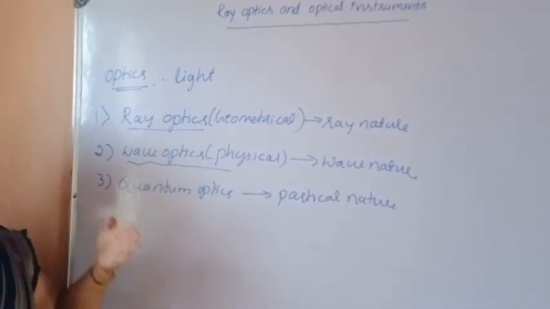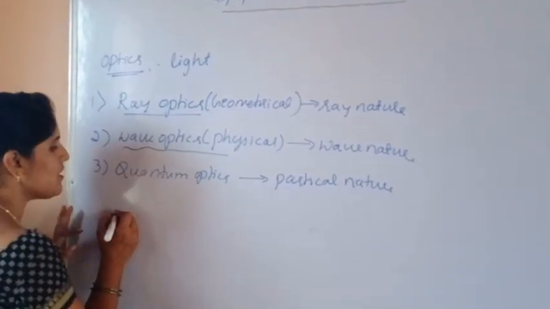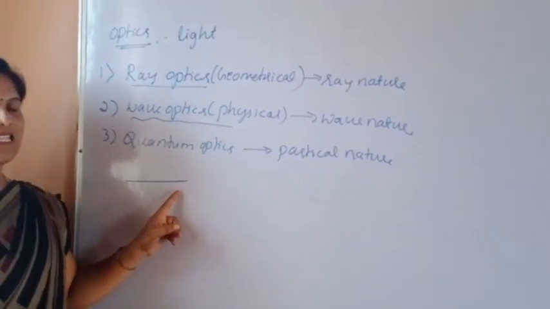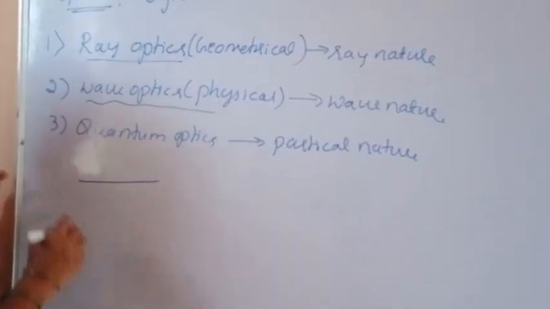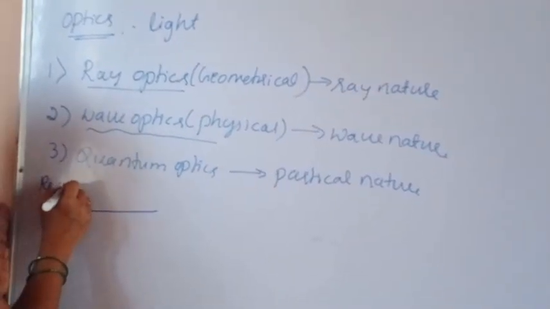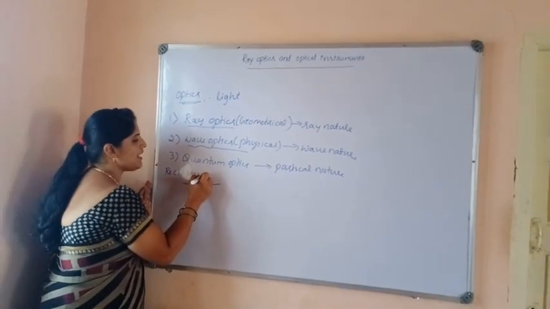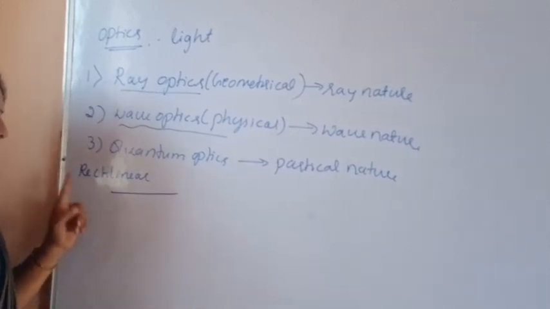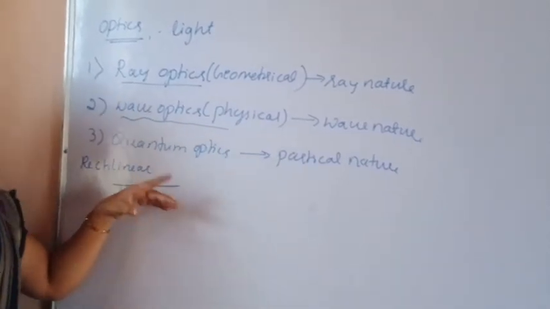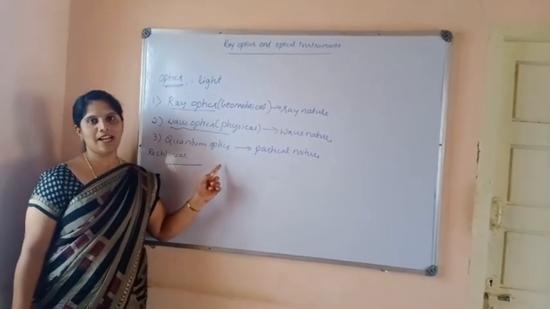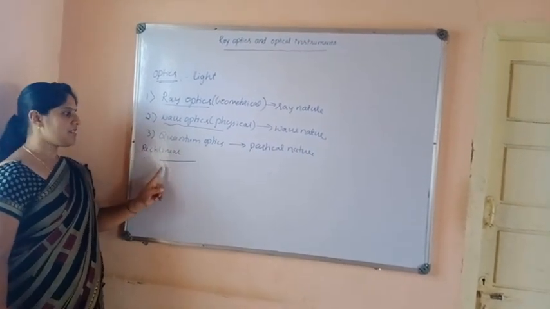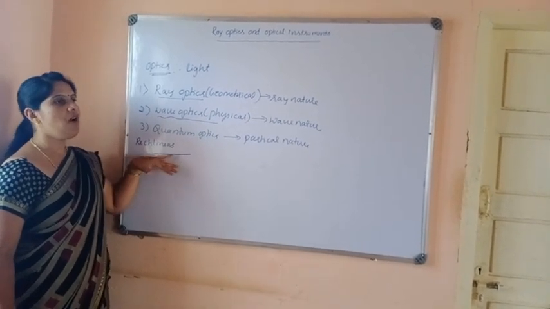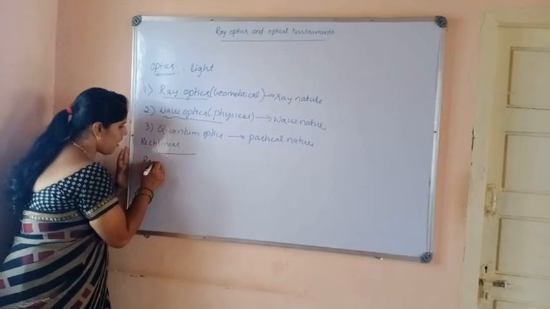Does the light travel straight? Yes. Light travels along a straight line. This property of light is known as rectilinear propagation of light. What is rectilinear propagation of light? Light travelling along a straight line in a homogeneous medium is known as rectilinear propagation of light. And this path is known as ray of light.